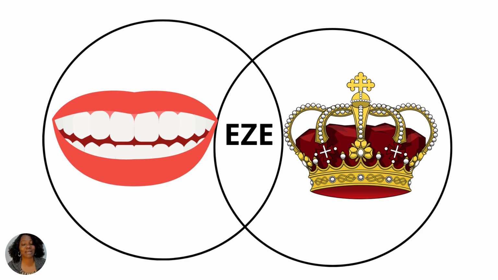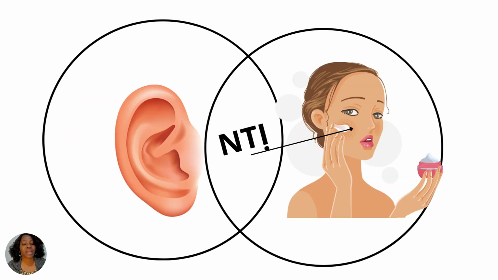Eze. This word on the left, Eze, that's teeth, as you can see. Then we have on the right the same spelling but pronounced Eze, that's king, all right? Then we have Nti on the left, Nti, that's ear. Nti on the right, Nti, that's your cheek. Nti, ear, Nti, okay?